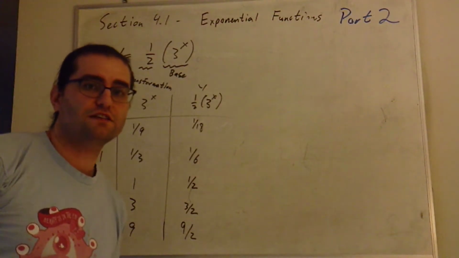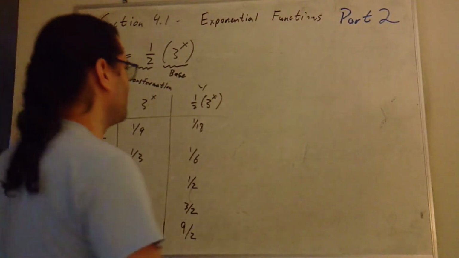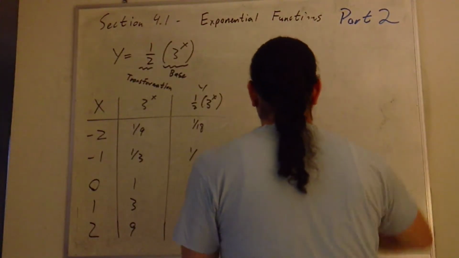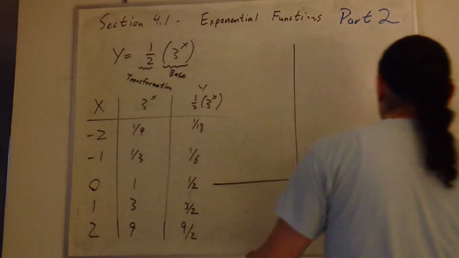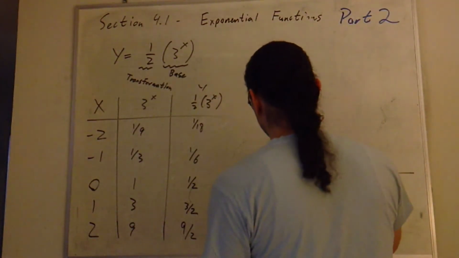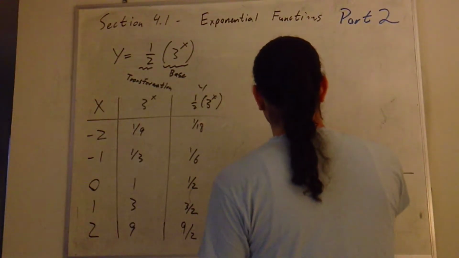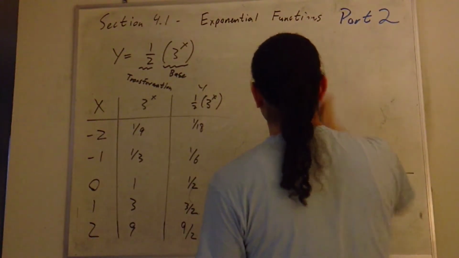Some of this section is going to involve a lot of fraction arithmetic. I hope that you're comfortable with that. So, let's make ourselves a table. 1, 2, 6, 7, 8, 9. Okay.